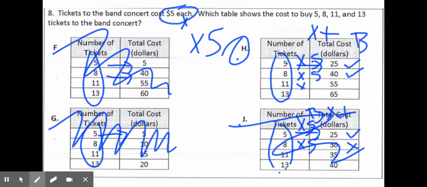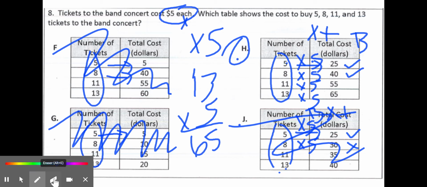And I can keep checking it. 11 times 5 is 55. And 13 times 5 is 65. So we got it right.